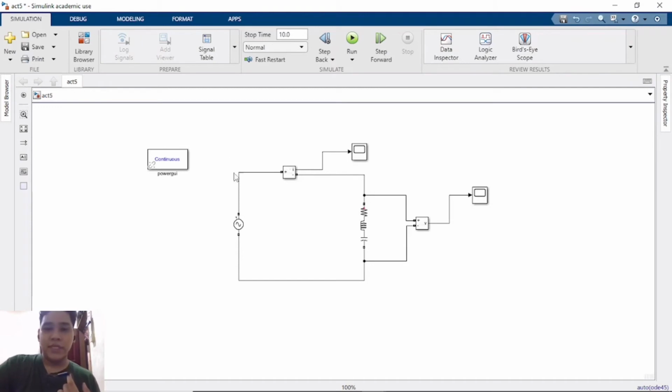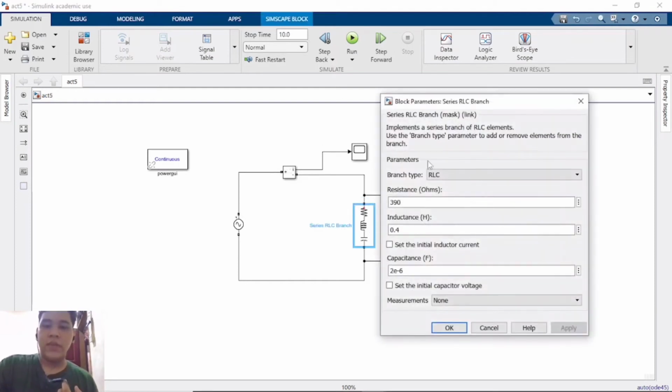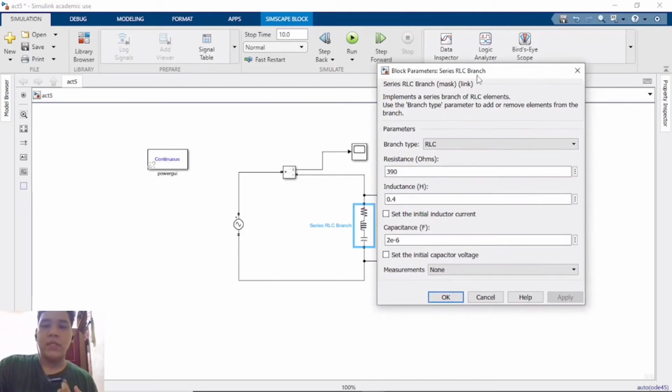I will explain the simulation for activity 5. So this is the simulation. I'm using MATLAB to show the simulation. This is the voltage source, which is the AC source, connected to the current measurement as an ammeter and connected to the RLC series branch. This RLC is connected to the voltmeter to measure the V load. The initial values for the RLC series are resistance equal to 390 ohms, inductor equal to 0.4 Henry, and capacitance equal to 2 microfarad.